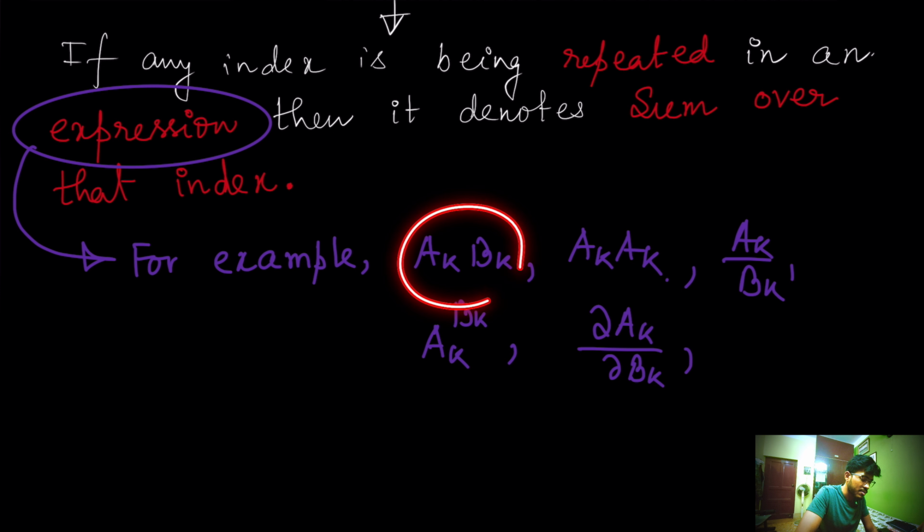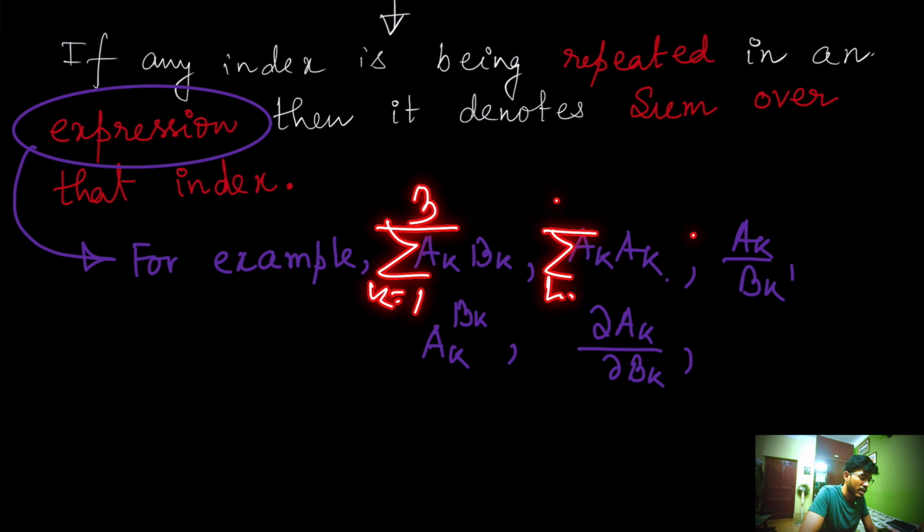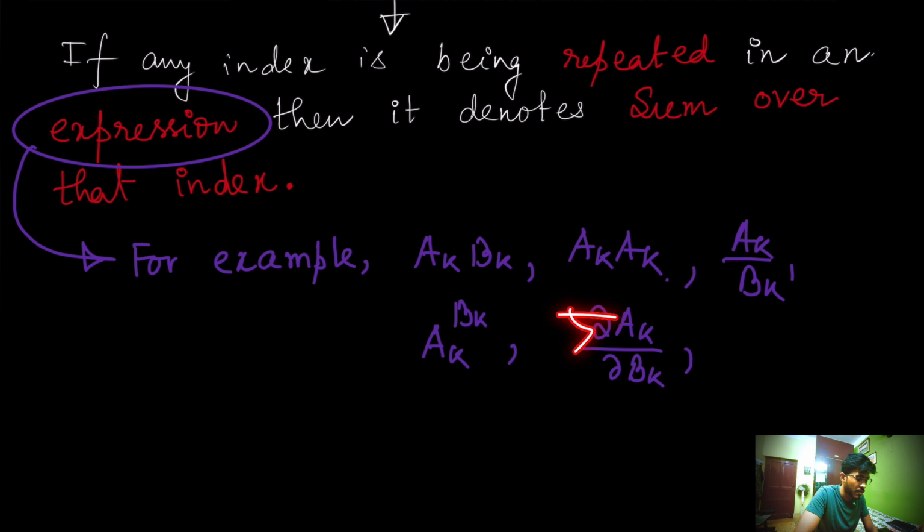In this expression I have K twice, that means it is summation K equals 1 to 3, and the same holds for each of these.